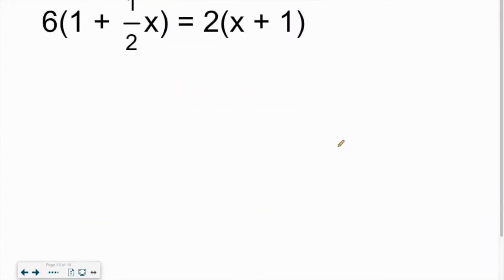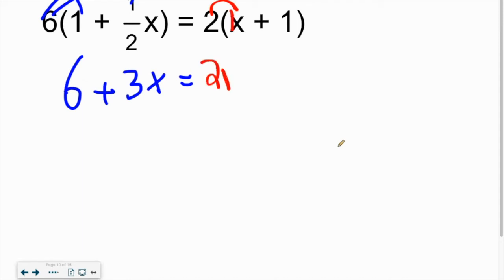Another distribution with variables on both sides. Don't panic. Let's distribute. 6 times 1 is 6, plus 6 times half gives us the 3x. Nothing else there to distribute. Over here, take the 2 to the x. Remember that there is 1x there, so that gives you 2x plus. And yes, please draw that line from the 2 to the 1, so you remember to distribute all the way over there. That gives you your 2.